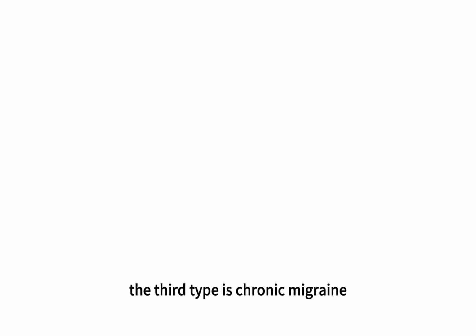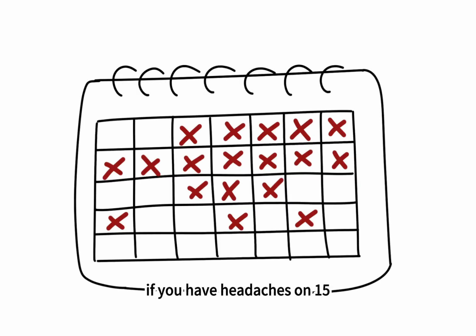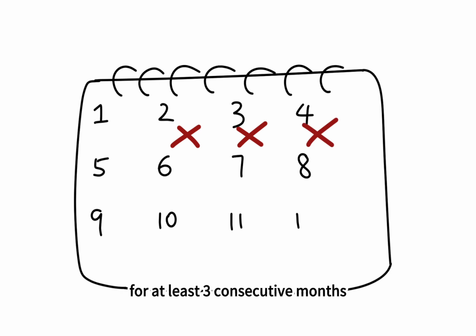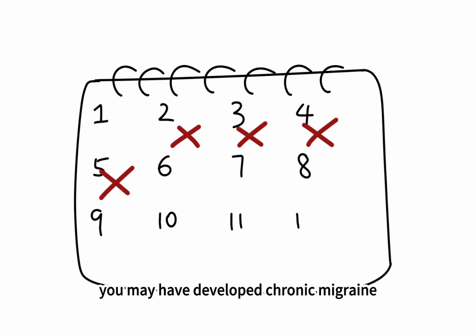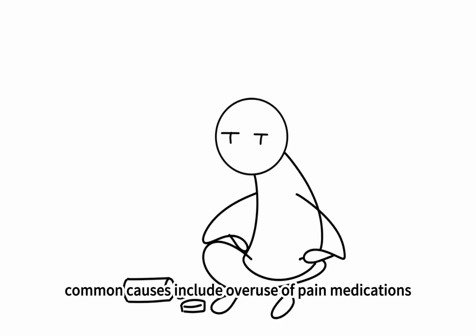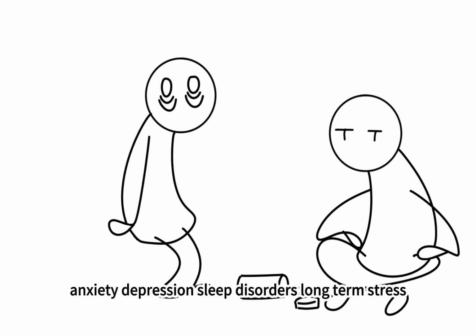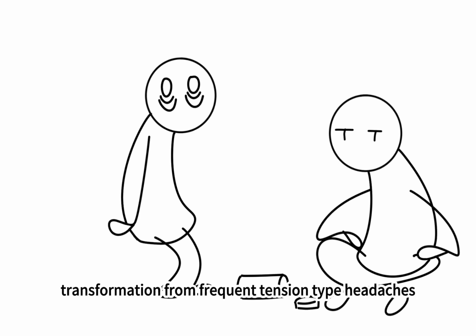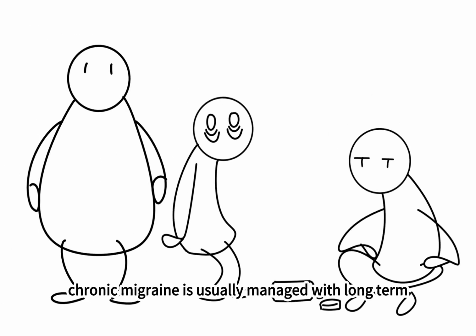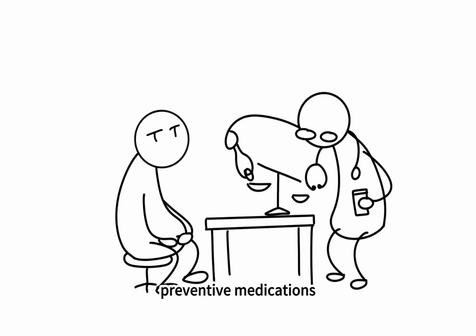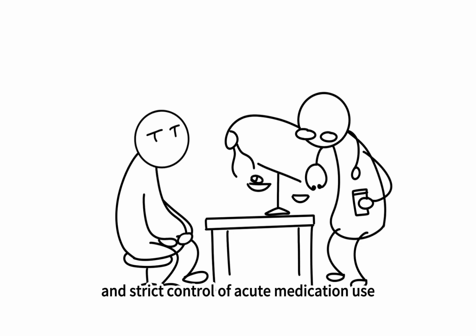The third type is chronic migraine. If you have headaches on 15 or more days per month for at least 3 consecutive months, you may have developed chronic migraine. Common causes include overuse of pain medications, anxiety, depression, sleep disorders, long-term stress, transformation from frequent tension-type headaches, and obesity. Chronic migraine is usually managed with long-term preventive medications and strict control of acute medication use. Behavioral therapy and cognitive behavioral therapy can also be helpful.